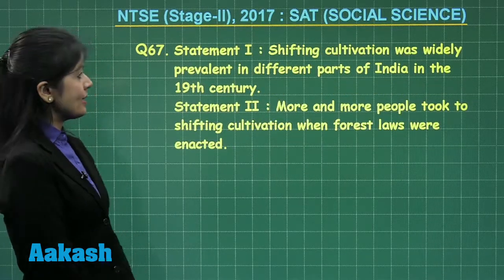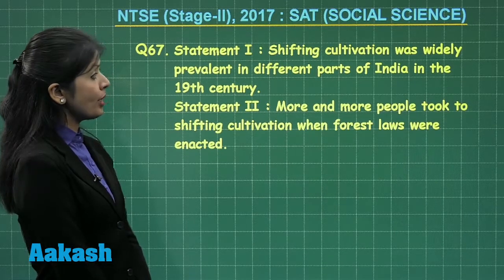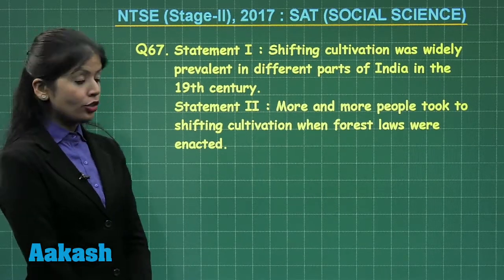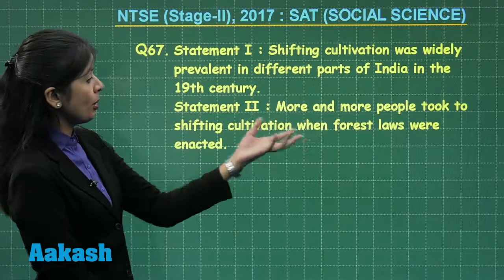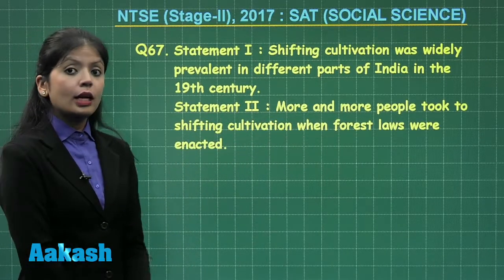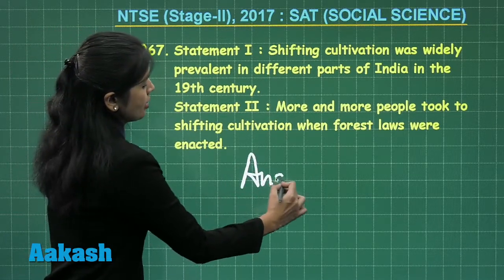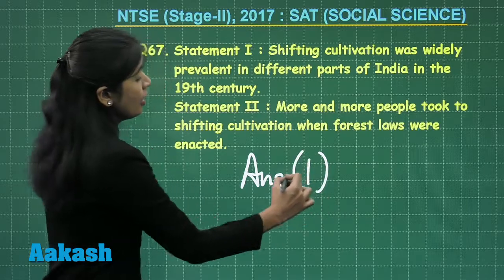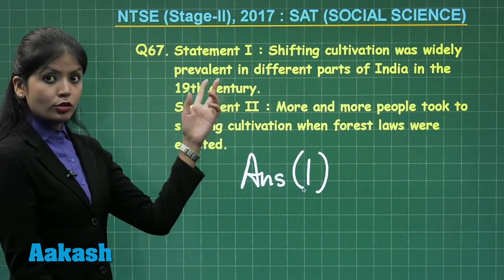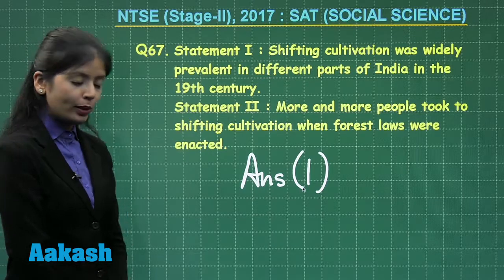In question number 67, statement 1 says shifting cultivation was widely prevalent in different parts of India in the 19th century. Statement 2 says more and more people took to shifting cultivation when forest laws were enacted. Now again, when we look at the given options, we can easily identify that the answer should be option 1, where statement 1 is true but statement 2 is false. Let's look at the next question.